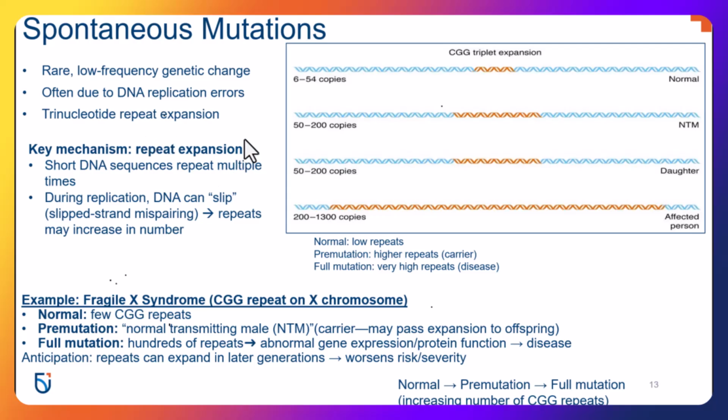Okay, so that's the key mechanism, the repeat expansion, where short DNA sequences repeat multiple times. The main mechanism that we really care about with this is something called slipped strand mispairing.